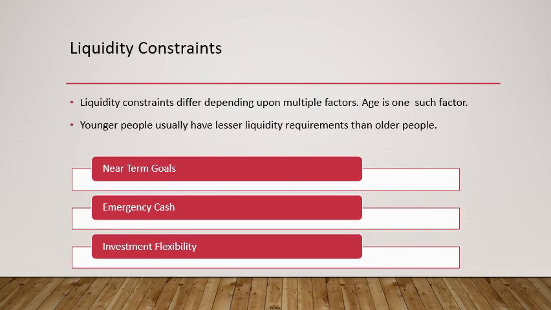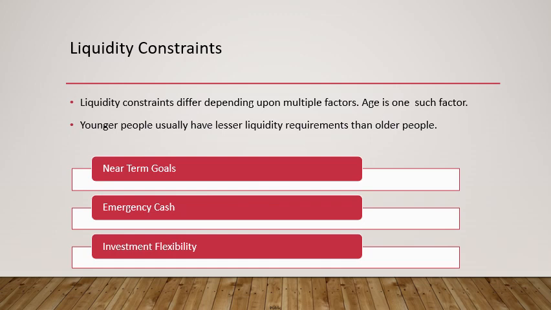So let us elaborate a bit on liquidity constraint, what exactly it means. Liquidity constraints differ depending upon multiple factors. Age is definitely one factor. People who are younger will be ready to invest for a very long period of time and they can wait. People who are older cannot wait, so they cannot probably put their money in lock-in products. Younger people usually have lesser liquidity requirement than older people.